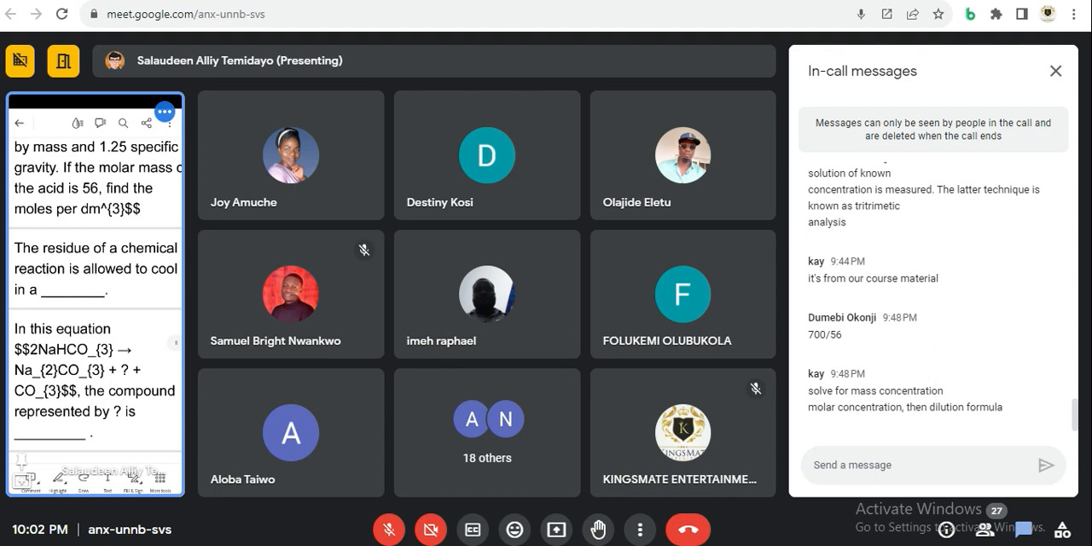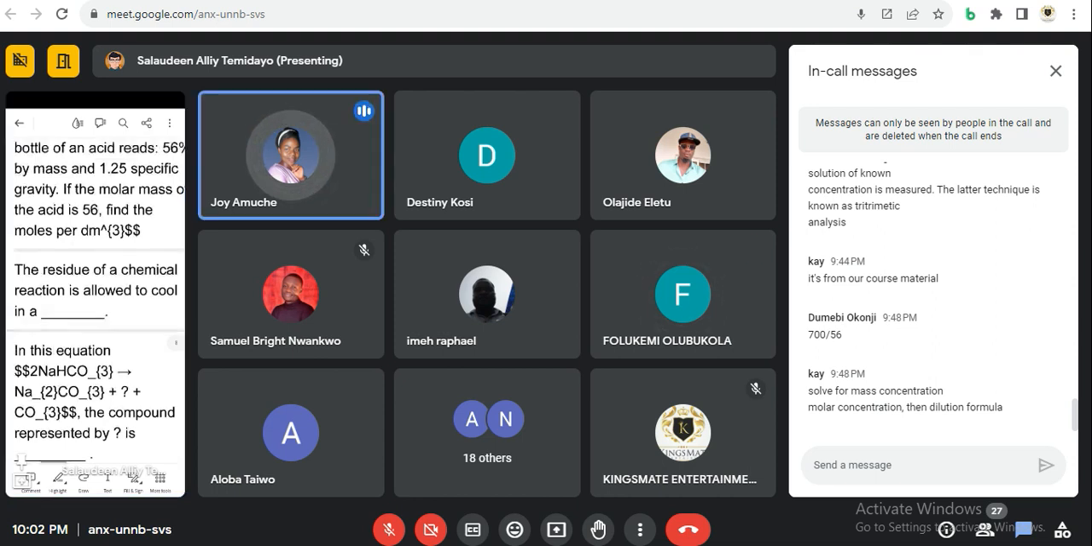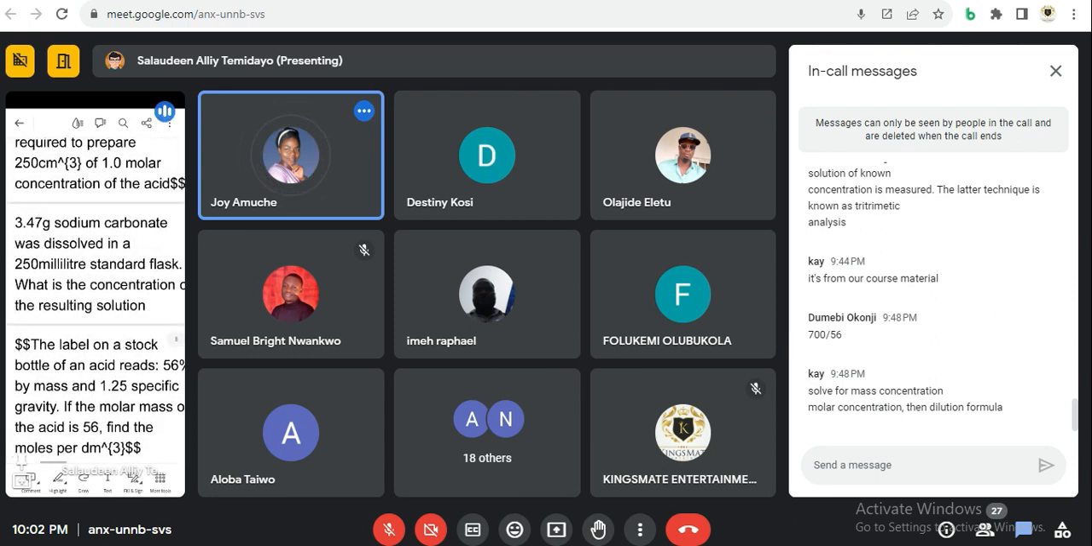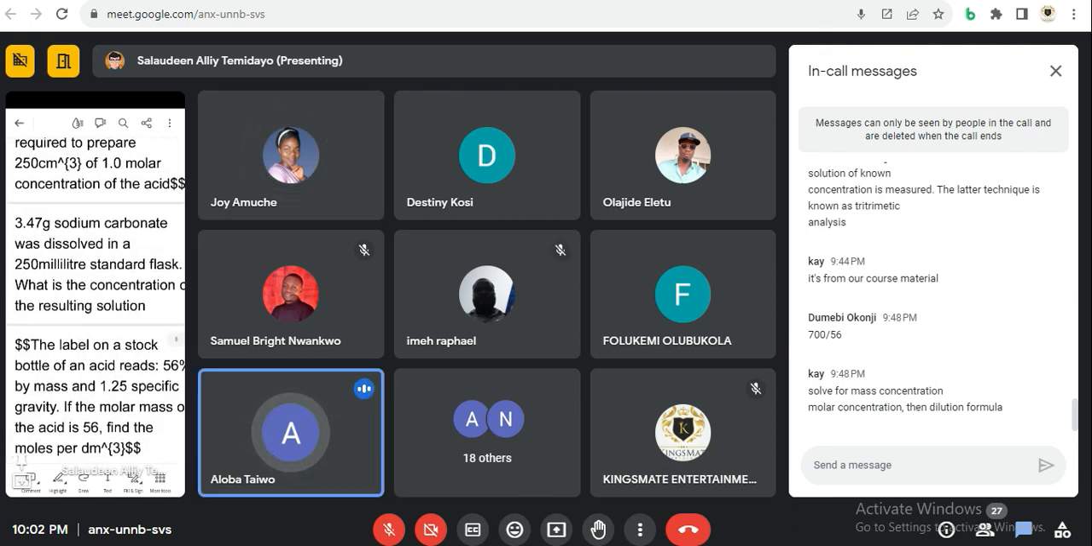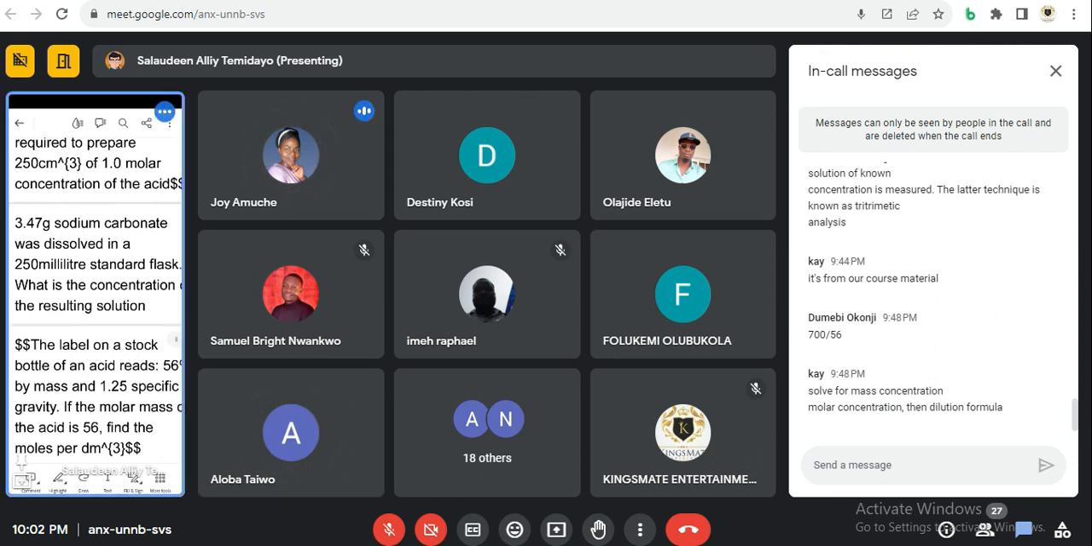The question: 3.47 grams sodium carbonate. It's the same thing as what we just did; we all did it together. Again, 3.47 grams sodium carbonate was dissolved in a 250 milliliter standard flask. Find the concentration. Grams per dm³ is the mass concentration, so that's 3.47 over 250 multiplied by 1,000.